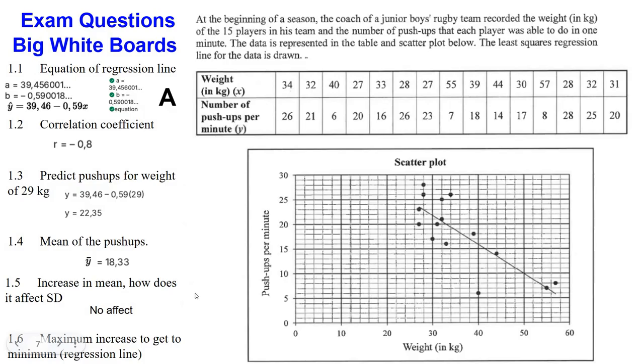Now, the next question, there's a lot of words, but the main thing is, what's the maximum increase to get to this line? The coach has decided that the regression line is the minimum. Who can increase the most? Well, this person here is way down, can only do 6 push-ups a minute. They've got the best chance to improve. They're at 6. They could get up here all the way to 16. They could increase. So an increase of 10 from this player is the maximum increase possible.